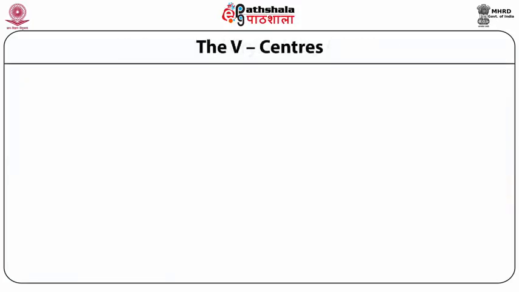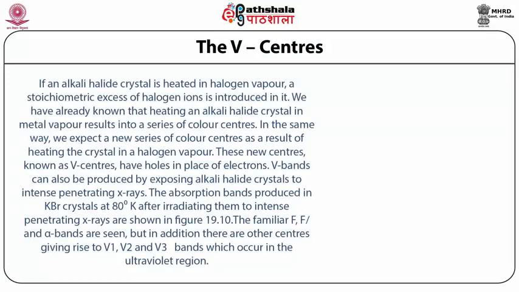The V centers. If an alkali halide crystal is heated in halogen vapor, a stoichiometric excess of halogen ions is produced in it. We have already seen that heating an alkali halide crystal in metal vapor results in a series of color centers.